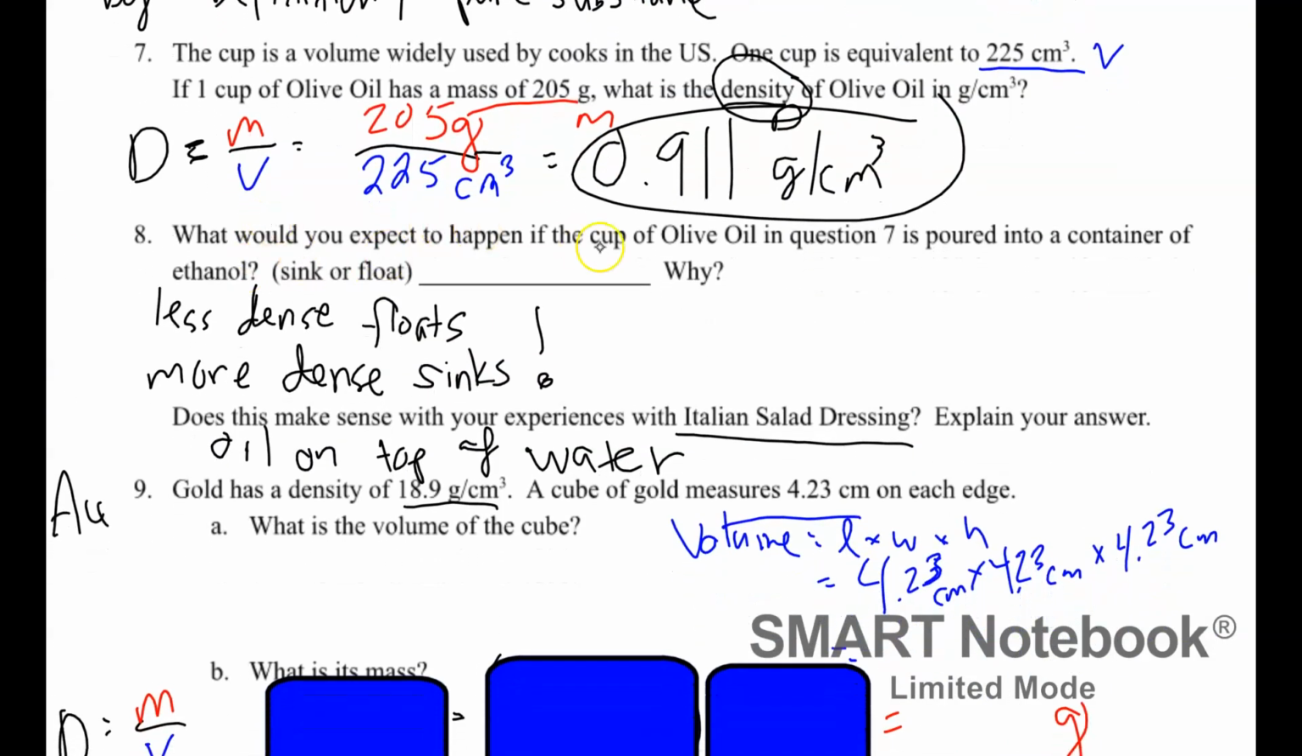So what would you expect to happen if olive oil is poured in the container of ethanol? The olive oil will sink. It is denser than the ethanol. Okay, does this make sense with your experience with Italian salad dressing? Well, oil floats on top of water, but we know that ethanol is less dense.